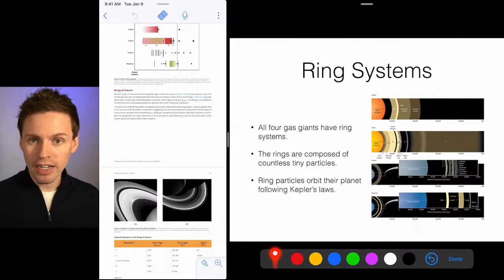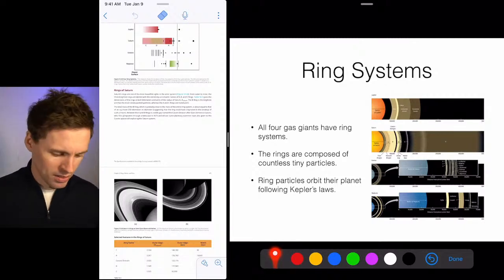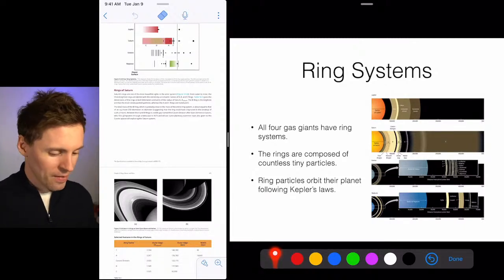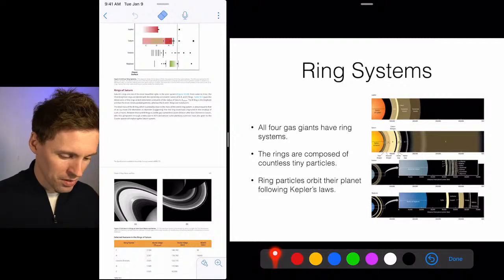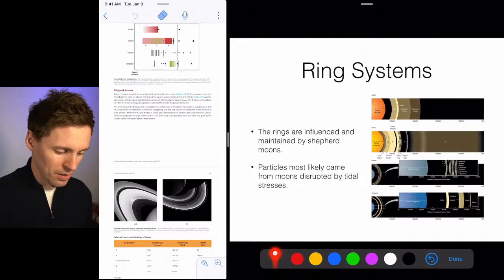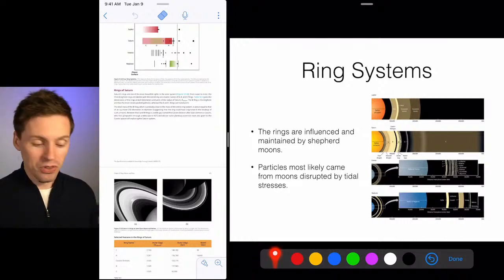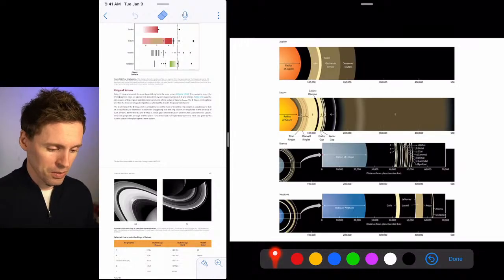They orbit just like Kepler's law, so the more massive parts are a little bit further away. The lighter parts may be a little closer because they're traveling a little more quickly. I don't really know the masses of the different ring parts, but they follow Kepler's laws in the same way. We call those shepherd moons, the moons that influence the ring shapes.